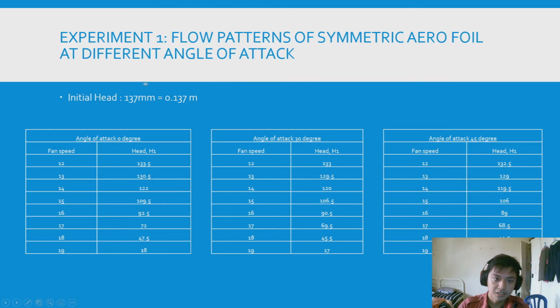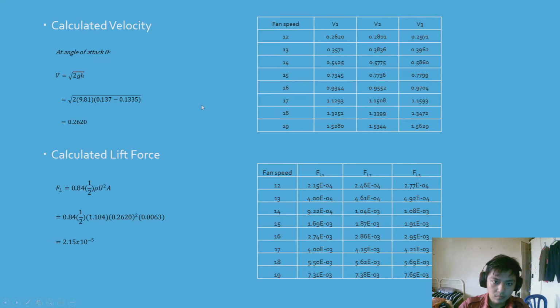And for this experiment, we have three different results of angle, which are angle of attack 0 degree, angle of attack 30 degree, and angle of attack 45 degree with the initial head 137 millimeter. And from the result in the previous slide, we can calculate our velocity by using this formula.